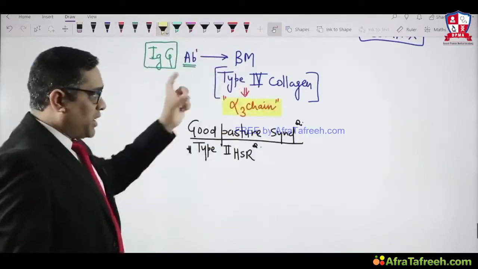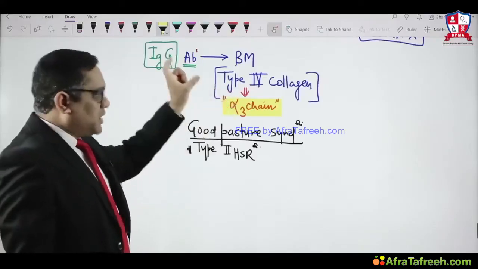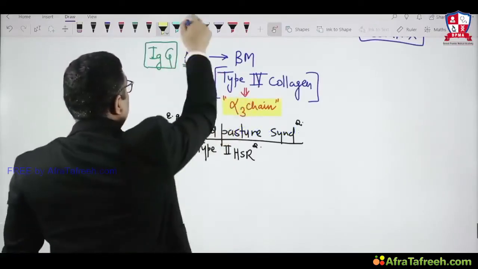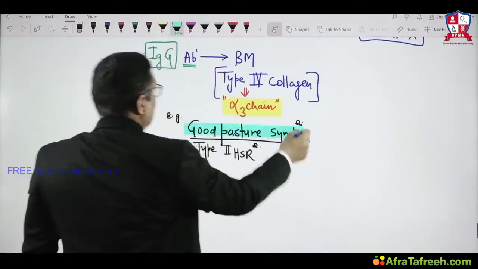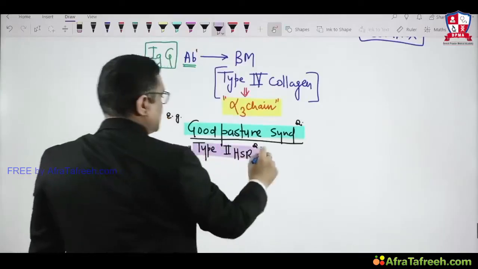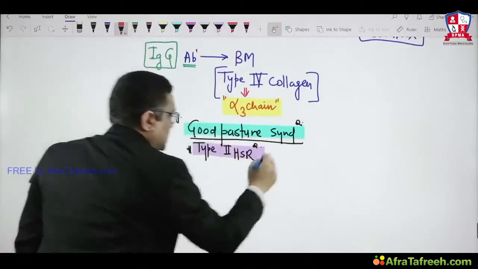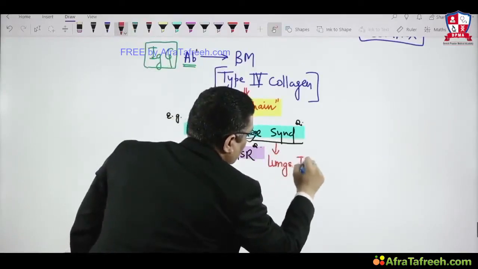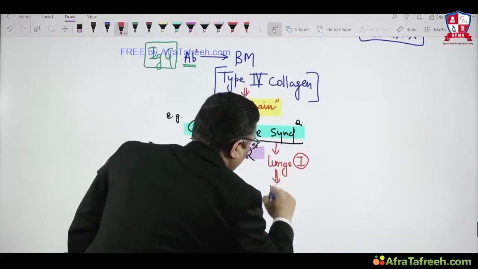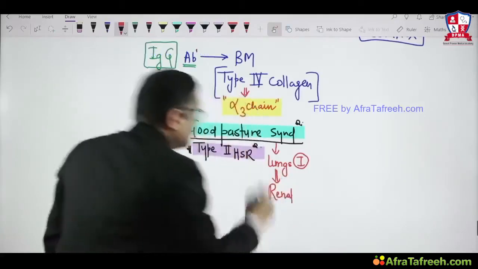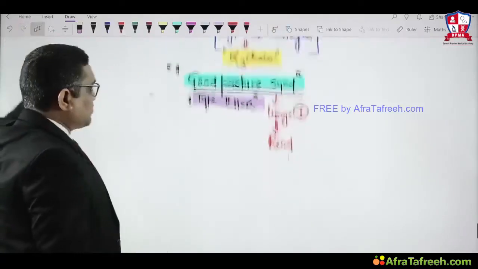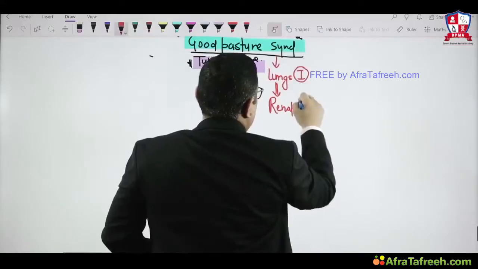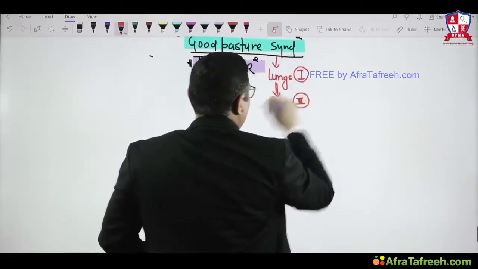So antibodies are formed against type 4 collagen of the basement membrane, specifically the alpha 3 chain, in case of Goodpasture syndrome, which is an example of type 2 hypersensitivity reaction, right? In Goodpasture syndrome, we must remember, the first organ affected will be the lungs. Lungs are affected first, and then there will be renal involvement. So this is the point we have to keep in mind. The second organ affected will be the kidney, right?